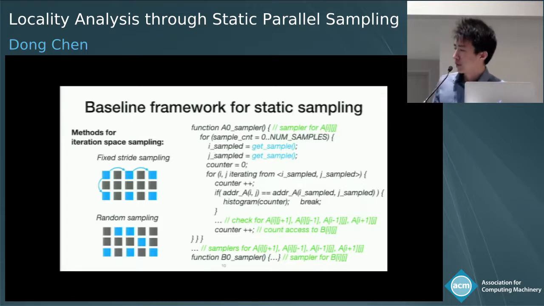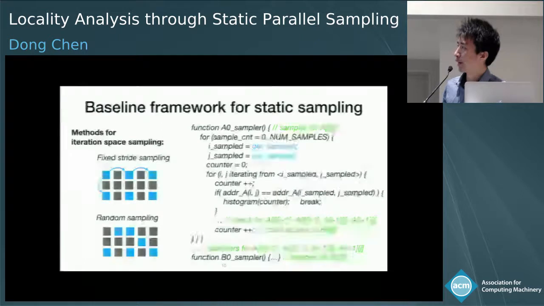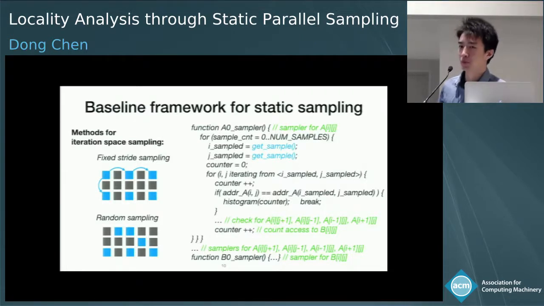So with the correctness ensured, the precision of static sampling under the selected number of samples is determined by the way we choose samples from the iteration space. So we compare fixed stride sampling with random sampling using a 5-point stencil program as a case study.